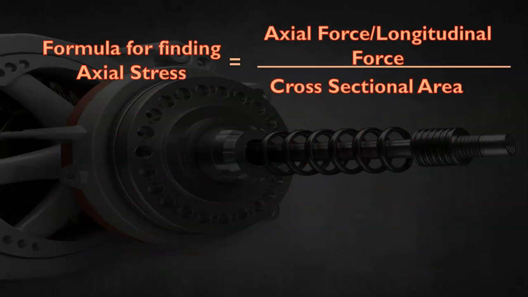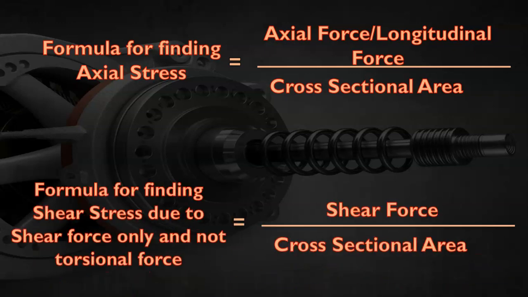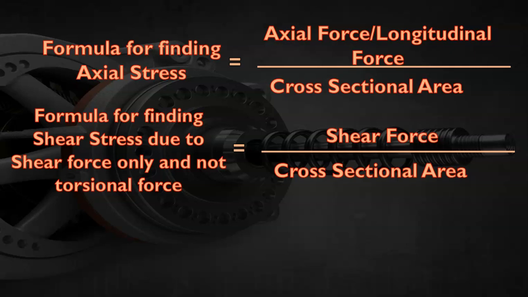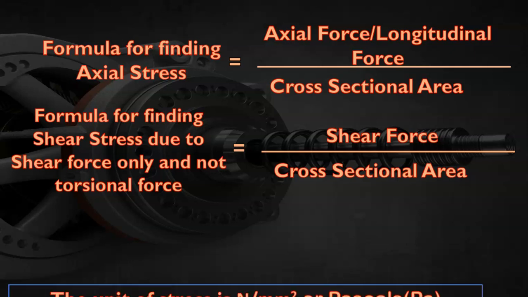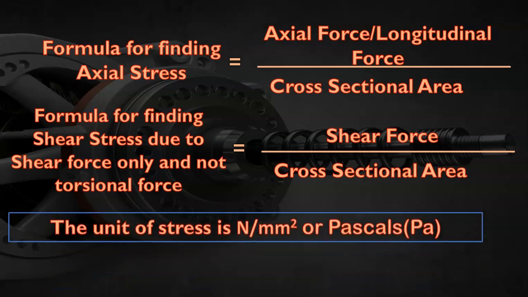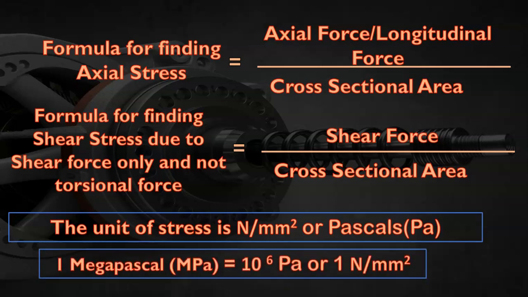Now what's the formula for finding axial stress? It is axial force or longitudinal force divided by cross-sectional area. Now the formula for finding shear stress due to shear force only and not torsional force is shear force divided by cross-sectional area. I have mentioned shear stress occurs both by shear force and torsional force, but the formula for finding shear stress due to shear force is shear force divided by cross-sectional area. The unit of stress is Newton per mm square or pascals, and 1 megapascal equals 10 raised to 6 pascals or 1 Newton per mm square.